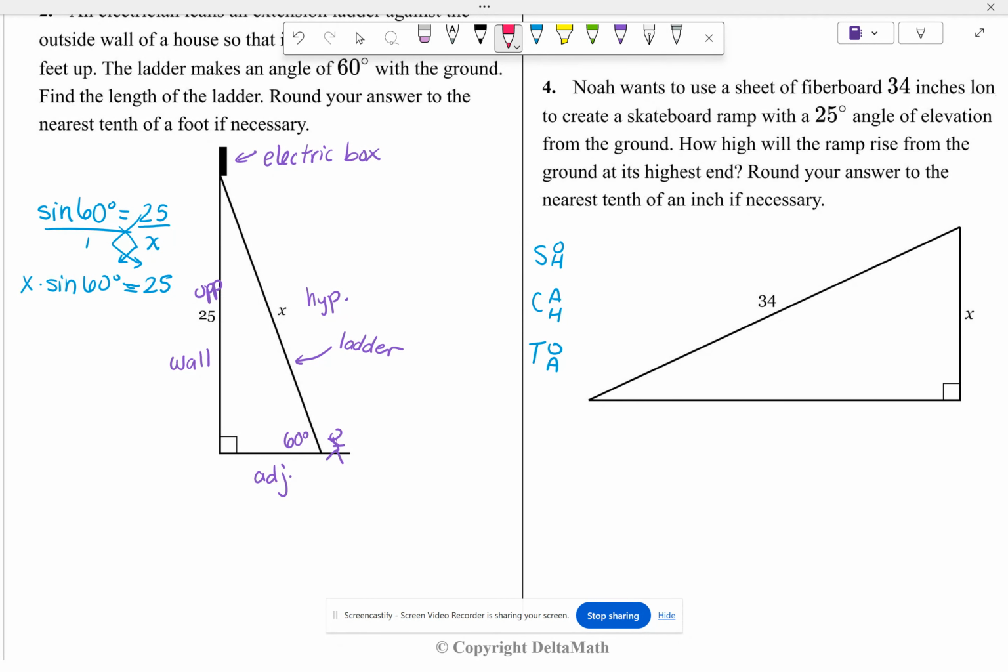I want to get x by itself, but I have a sine of 60 in the way, so I'm going to divide by the sine of 60. Whatever I do to one side, I've got to do to the other. And then here's where your calculator work comes in. So in your calculator, you need to do 25 divided by the sine of 60.